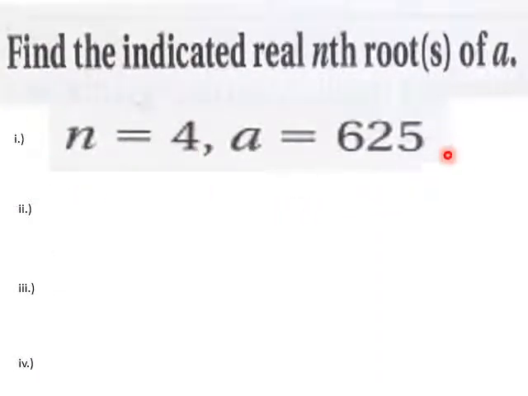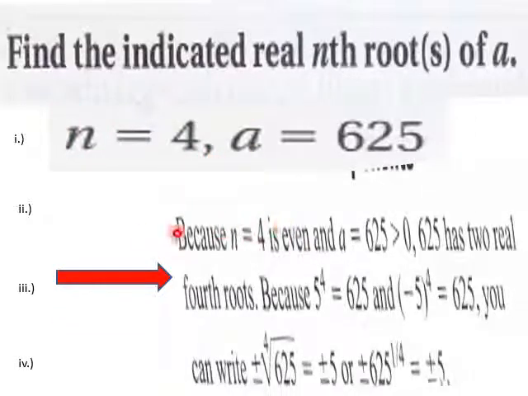So for this situation, when n equals 4 and a equals 625, because n equals 4 is even and a equals 625 is greater than 0, 625 has two real fourth roots, because 5 to the fourth equals 625 and negative 5 to the fourth equals 625. You can write plus or minus the fourth root of 625 equals plus or minus 5, or plus or minus 625 to the 1/4, which equals plus or minus 5.